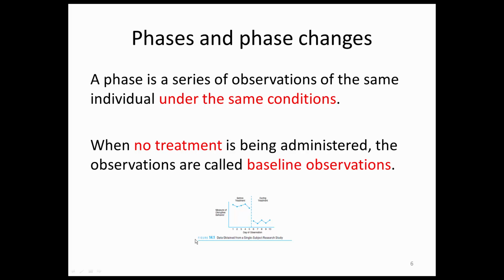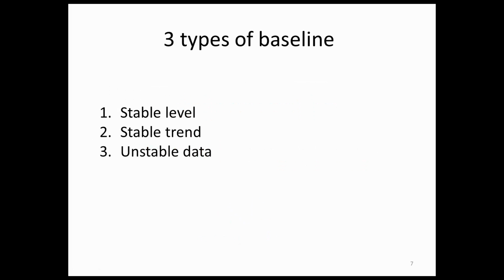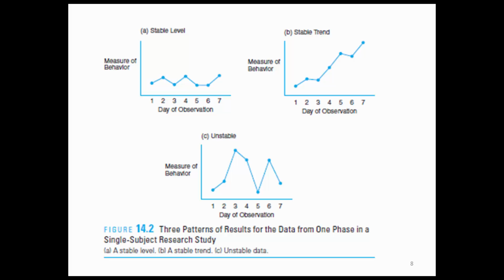As you see in the picture I just showed you, we have a series of observations before we start our treatment. So this is one phase which is called the baseline phase, and then we have a second phase here which is the treatment phase. The other thing is that we have three types of baseline: stable level, a stable trend, and unstable data. And this picture shows the difference between these three baselines.